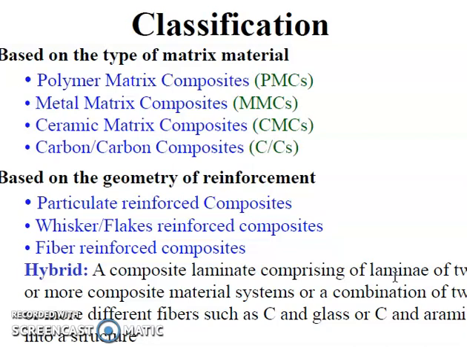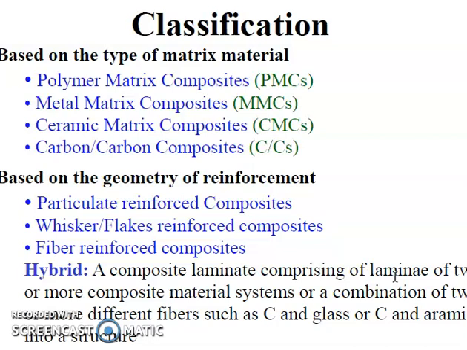Then the second way of classifying composite material is based on the geometry of reinforcement. So what is the geometry of reinforcement? First, the particulate reinforced composite, where the reinforcement form is a particulate. Then second is whisker or flake reinforced composites. Flakes or whiskers is another form of reinforcement geometry. Then the third is fiber reinforced composites, where the form of reinforcement is a fiber. So these three categories are the types of composites based on their reinforcement geometry.